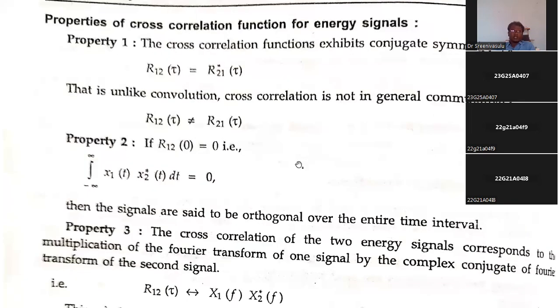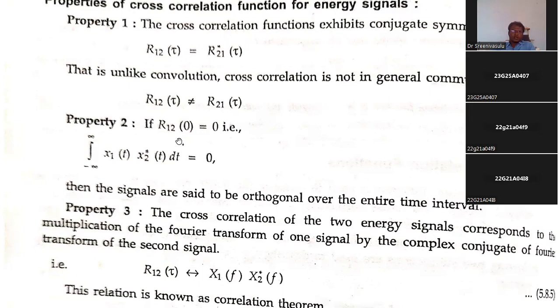Now the properties are also almost similar. The cross correlation function R12 of tau is equal to R21 of tau complex conjugate. Second, if you calculate R12 at tau equal to 0 and it is equal to 0, then it is nothing but orthogonal. Previously, in the autocorrelation, when tau is equal to 0, it may be energy or power, depending upon whether it is a periodic or non-periodic signal. Here it is orthogonal.